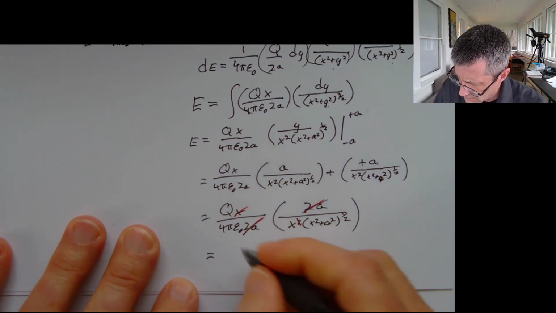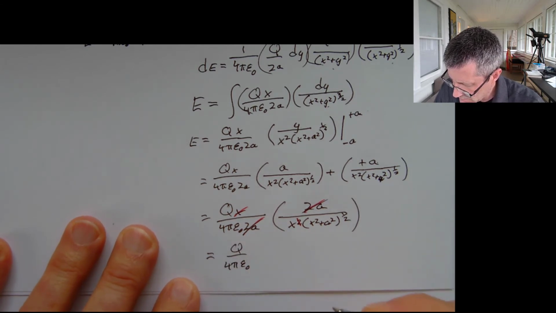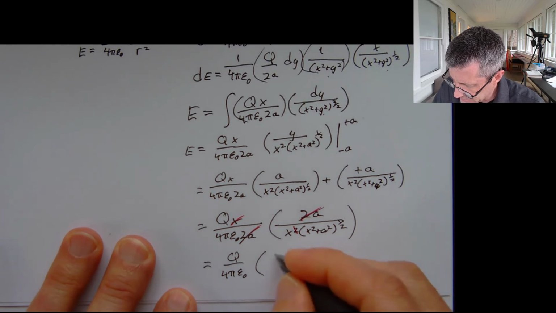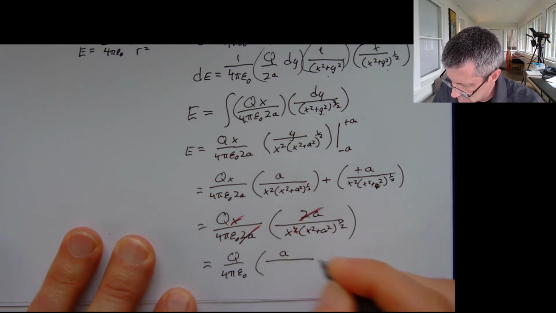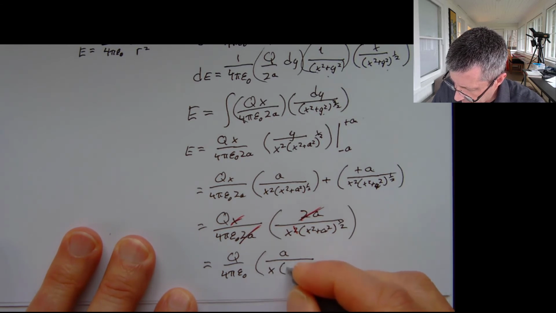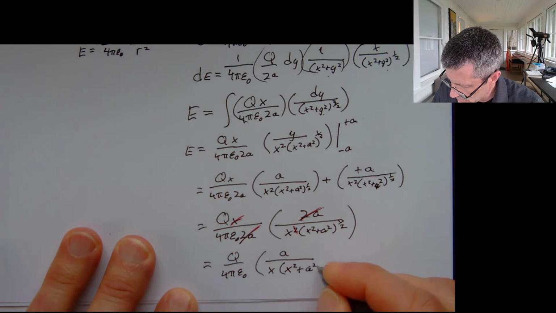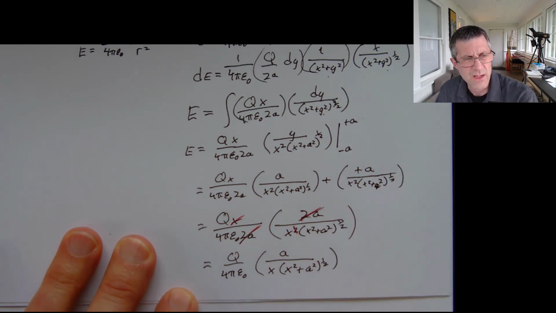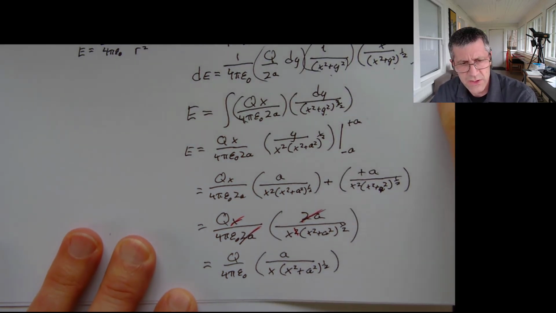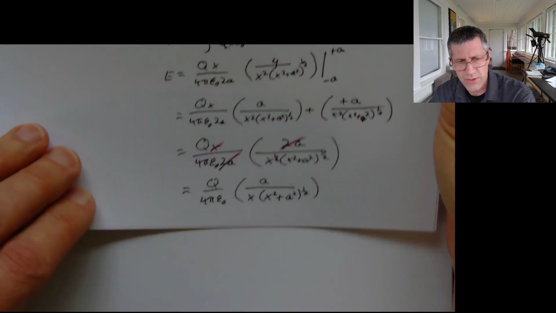So I'll end up with q over 4 pi epsilon naught times a over x times x squared plus a squared to the 1/2. Well, let's think about this. The last thing I want to do is see if this makes sense. So I can add this up. Does this make sense, the boundary conditions?